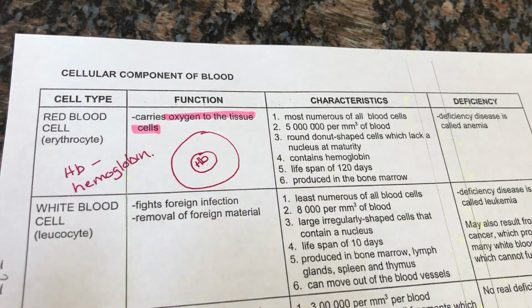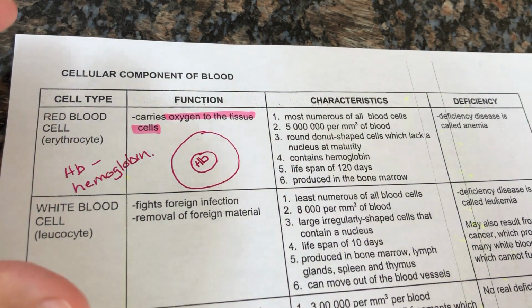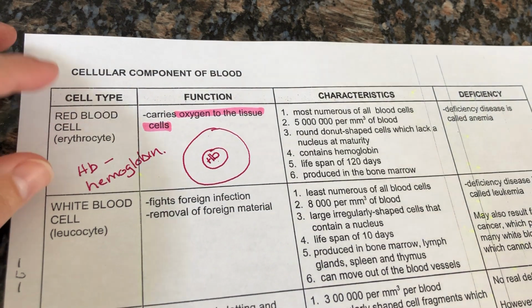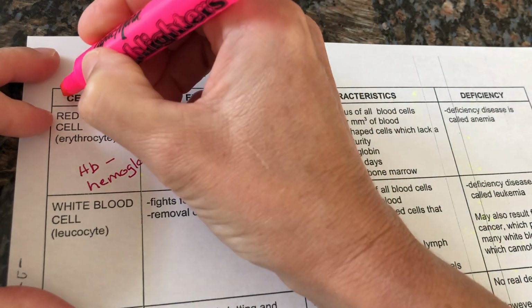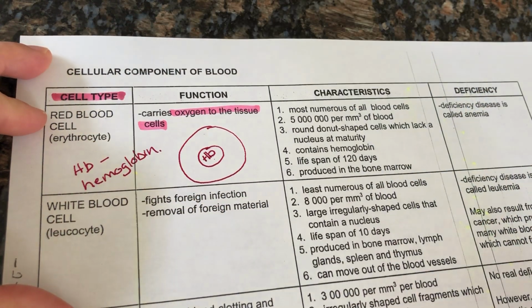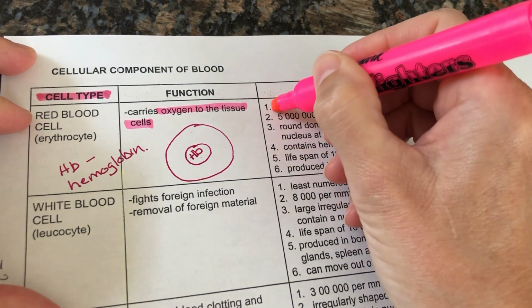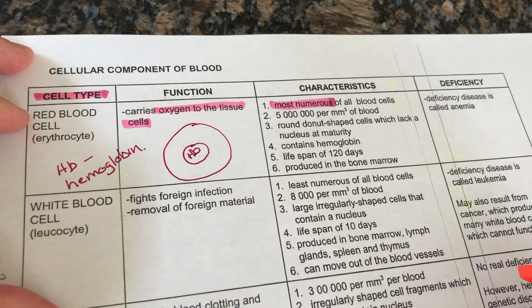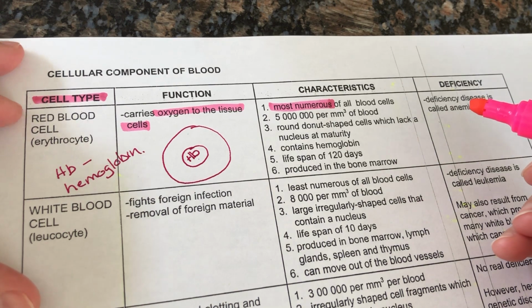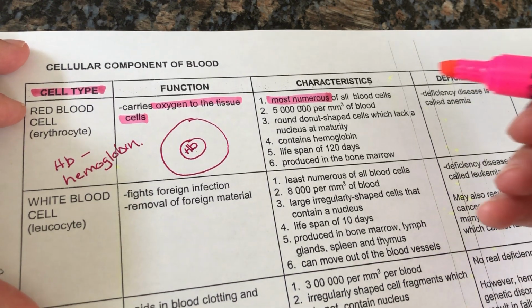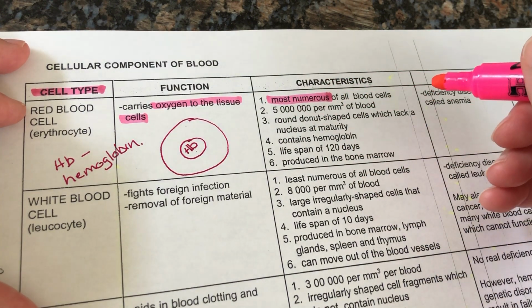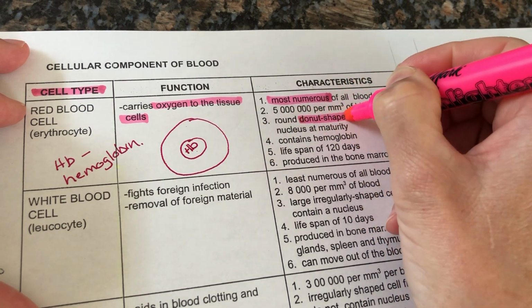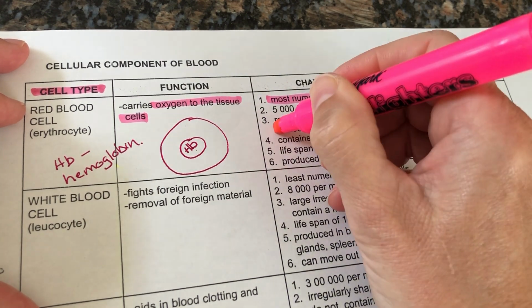So, of all the cells in blood, keep in mind this: plasma is a fluid, and these are your cells that are riding around in it. These guys are the most numerous of all your blood cells, and you're going to do a very, very makeshift small lab showing you that. You've got red donut-shaped cells, and they lack a nucleus at maturity.